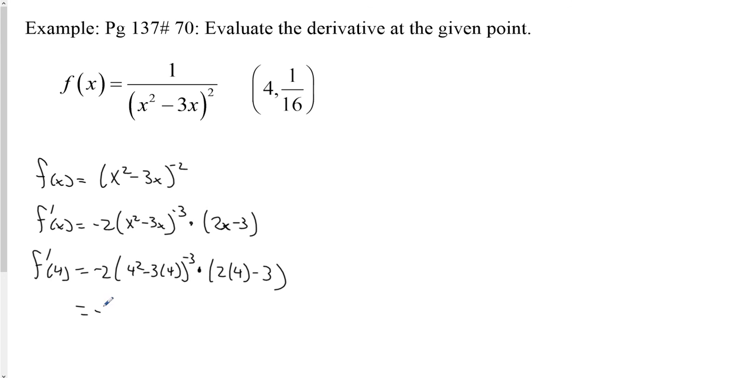And so we can evaluate that again. -2, and then this will be, let's see, 4 squared is 16 minus 12 is 4. This will be 4 to the -3rd, and then this will be times 2 times 4 is 8, minus 3 is 5. That'll give me, let's see here, 2. This will be on the top. This will be pushed to the bottom because of the negative exponent. So I have -10 on top, and then 4 times 4 is 16 times 4 is 64. So I got 64 on the bottom, and then that'll reduce down to 5 over 32.